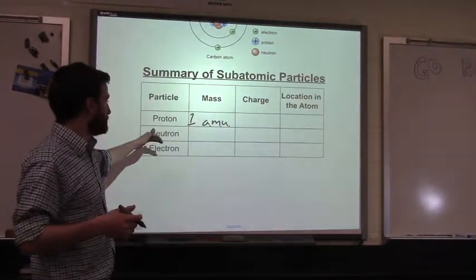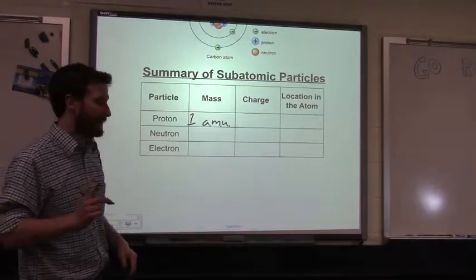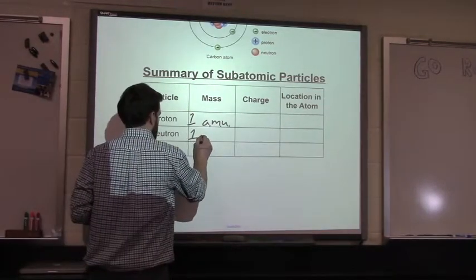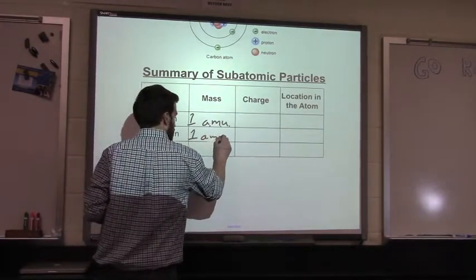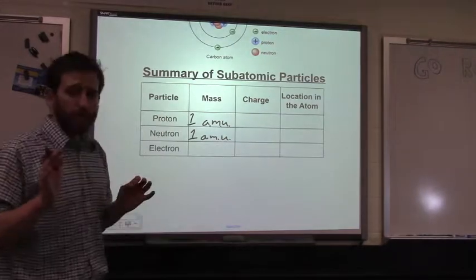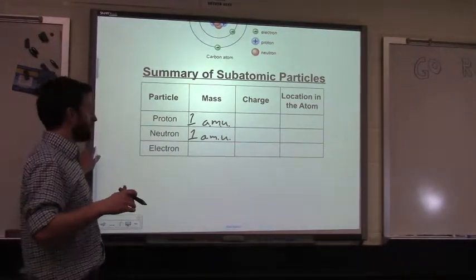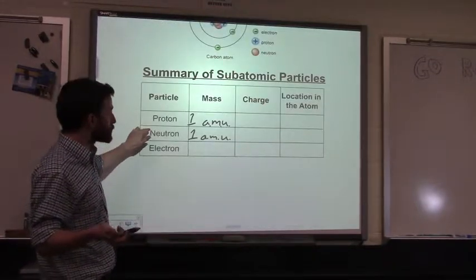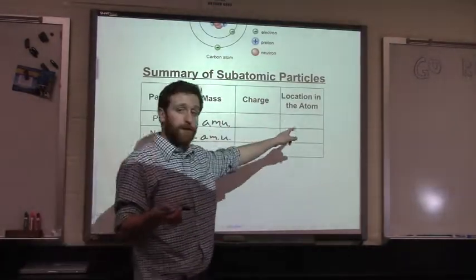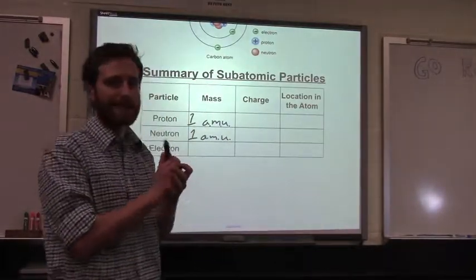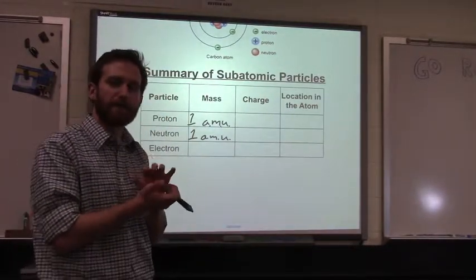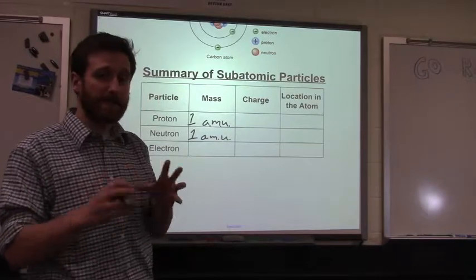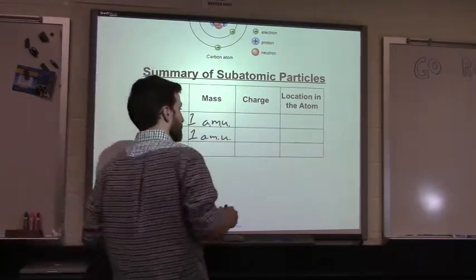A neutron also has a mass of 1 atomic mass unit. And I hope you picked up from this picture what we were saying before, that both the proton and the neutron live in the nucleus. So the nucleus is where all of the mass of the atom is contained, despite it being a very small volume of the atom.